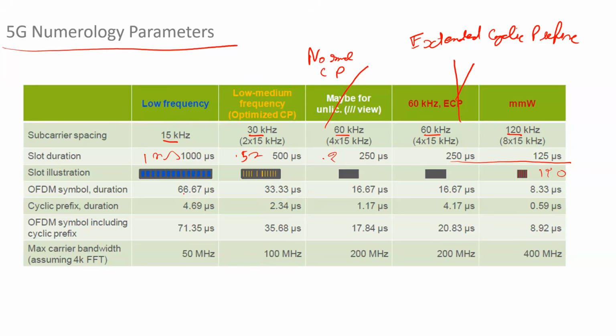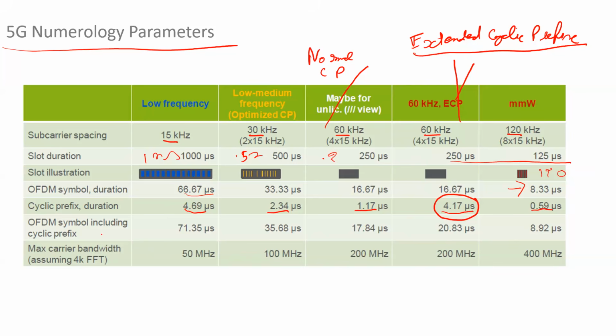Earlier it was 66.67 microsecond, and as we move from 15 to 120 kilohertz, it will be 8.33 microsecond. What about cyclic prefix size? It will also be reduced to half as we move from 15 to 30. Earlier it was 4.69, then it will reduce to 2.34, then 1.17, and then 0.59. Numerology 2 is the exception where ECP is used, which is extended cyclic prefix, and here our cyclic prefix size will be 4.17 microsecond.